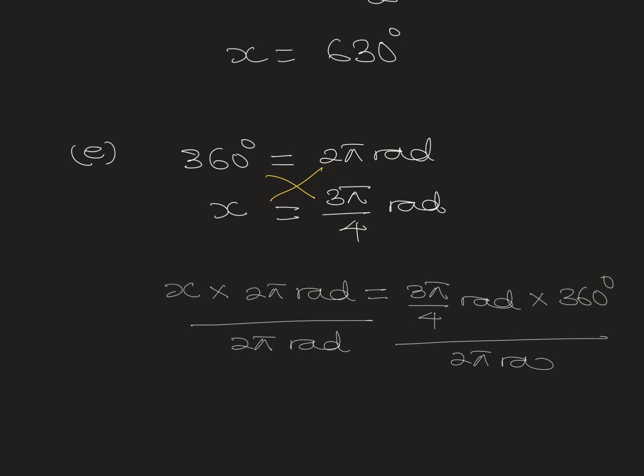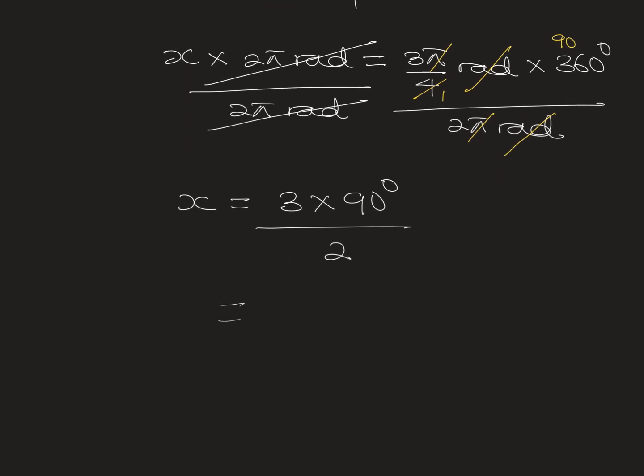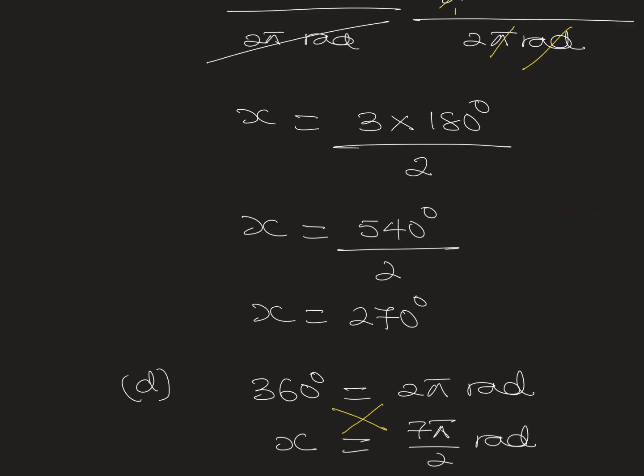So 2 pi radians cancels 2 pi radians. Pi will cancel pi. Radians will cancel radians. We can say 4 goes once into 360 is 90 times. So x is equal to 3 times 90 degrees divided by 2. 3 times 90 is 270 degrees divided by 2. So you will have 135 degrees as your answer. So that is it.